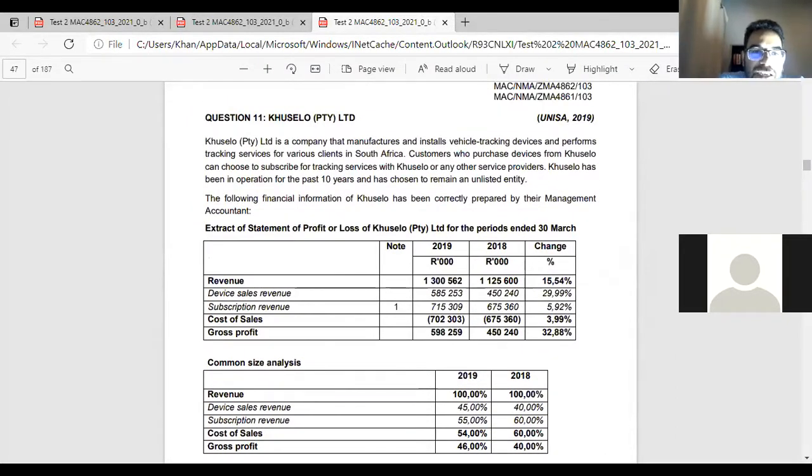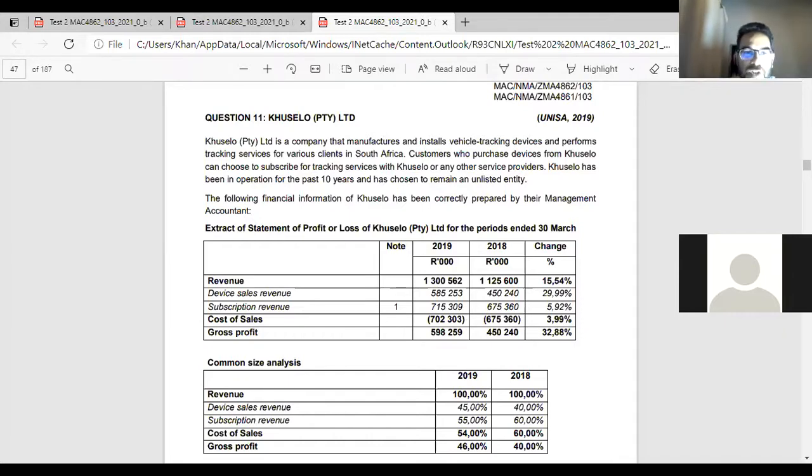Okay, so Kuselo PTY LTD, so very important, it's a private company. It's a company that manufactures and installs vehicle tracking devices and performs tracking service for various clients in South Africa. Customers who purchase devices from Kuselo can choose to subscribe for tracking services with Kuselo or any other service providers. Kuselo has been in operation for the past 10 years and has chosen to remain an unlisted entity.